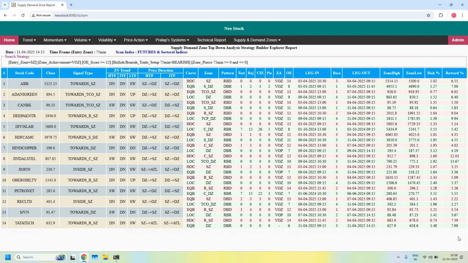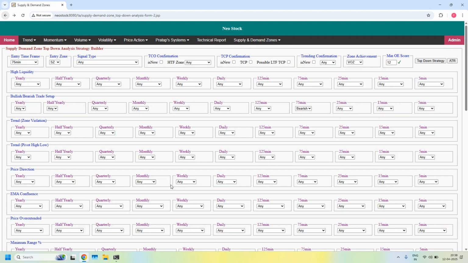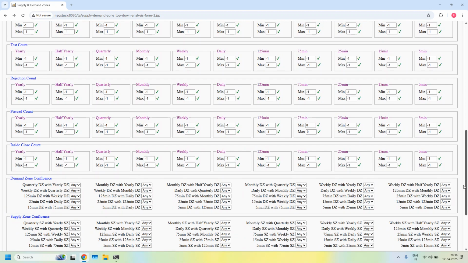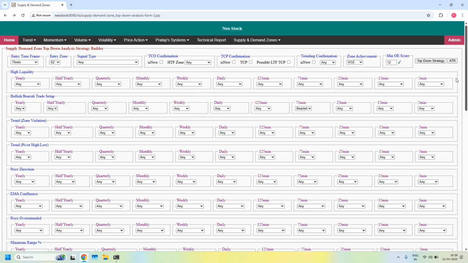Out of these 14 75 minute supply zones, how many might be having more high probability to get success? That we will filter based on the supply zone confluence. So in the supply zone confluence, I am setting the filter entry time frame 75 minutes, 75 minute supply zone with daily supply zone confluence. That means the 75-minute supply zone should overlap with the daily supply zone. That way the 75-minute supply zone might be having strong order flow.